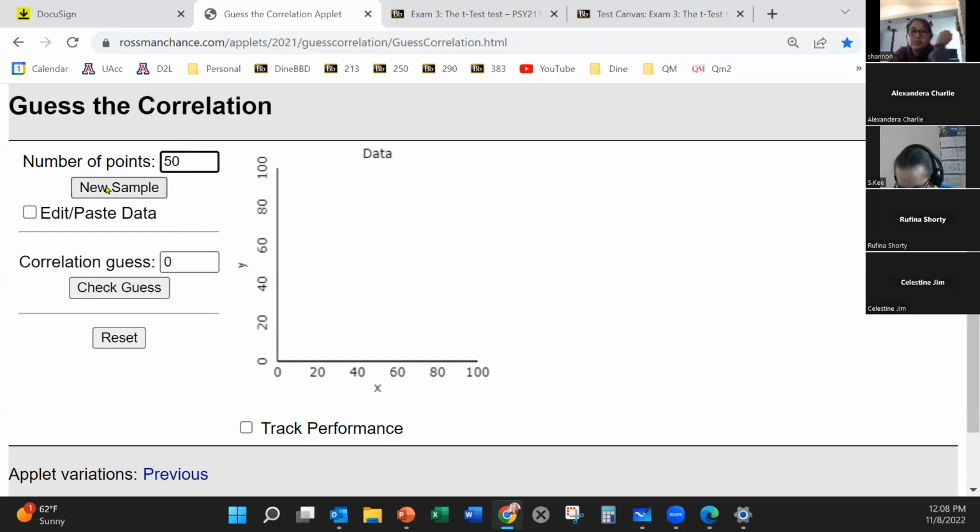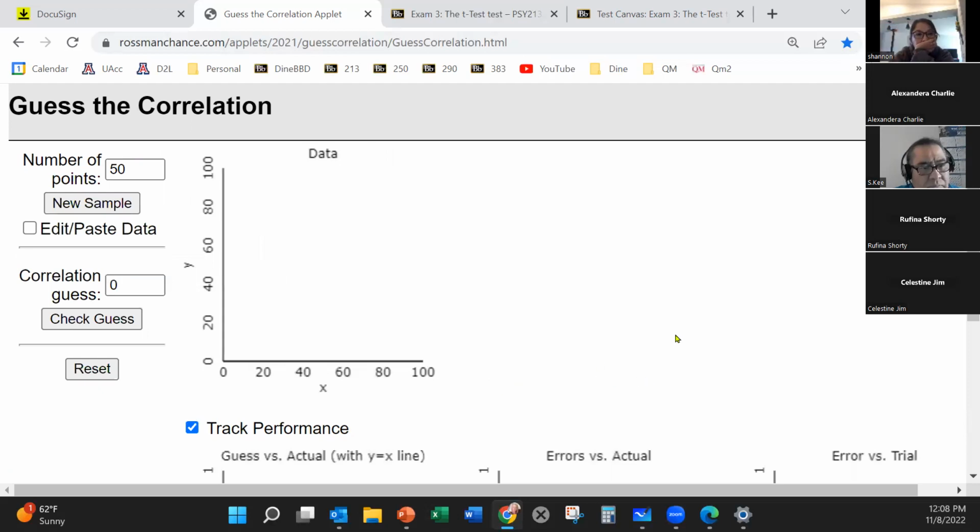So what we're going to do is hit new sample. It's going to give us a scatter plot. We're going to look at it and guess the correlation. And I'm going to click this button down here, track performance, and that's going to show us how we do across time. So let's generate a sample.